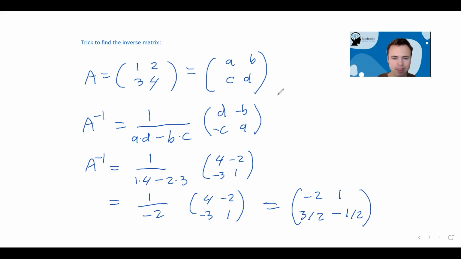So remember, you do 1 divided by this diagonal times this thing here. That's the denominator. You switch the A and the D, and you make the B and the C negative. Those 3 things. And then you have the inverse formula. Okay, so let's do one more example.